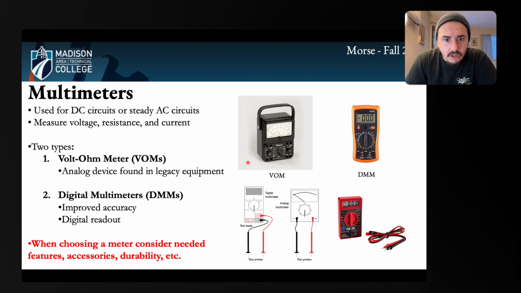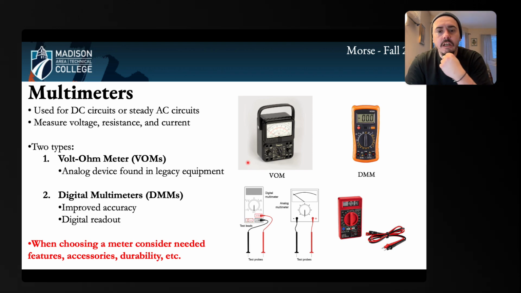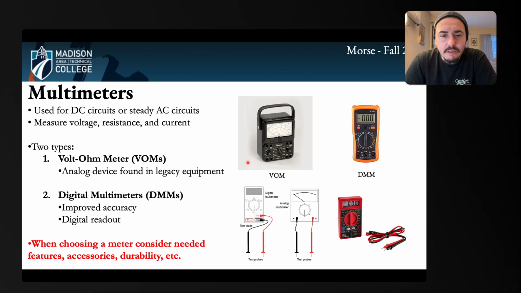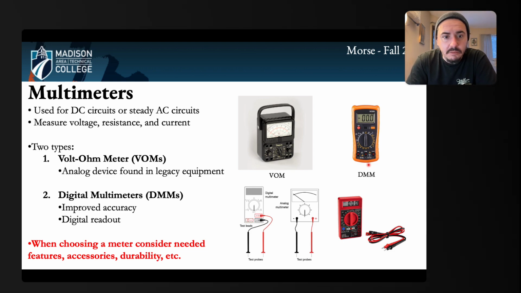So they're analog, meaning there's an actual meter rather than a digital readout or an actual dial, and they can typically be found with legacy equipment, but they've been largely replaced with these digital multimeters. And the digital multimeters are nice because they have the digital readout, they have improved accuracy, and they have many more functions. But again, like I said, they effectively do the same thing.